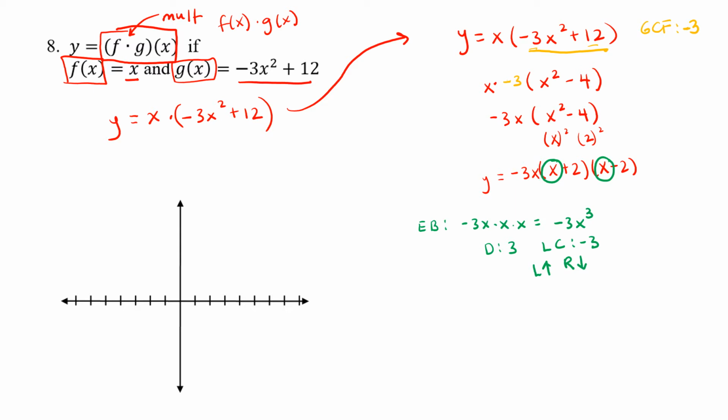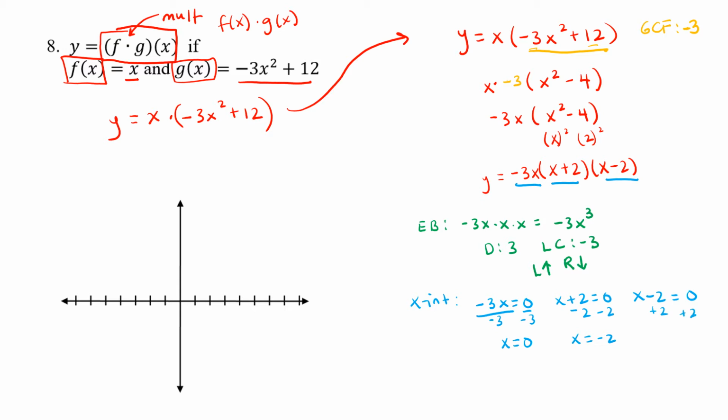Now let's move on to our x-intercepts. To find our x-intercepts, we look at each of our individual factors and set them equal to 0. So negative 3x equals 0, x plus 2 equals 0, x minus 2 equals 0. Solve each of those. On negative 3x equals 0, we divide by negative 3, so x equals 0 there. Subtract 2 here, we get x equals negative 2. Add 2 for that last one, and we get x equals positive 2, giving us 3 x-intercepts.